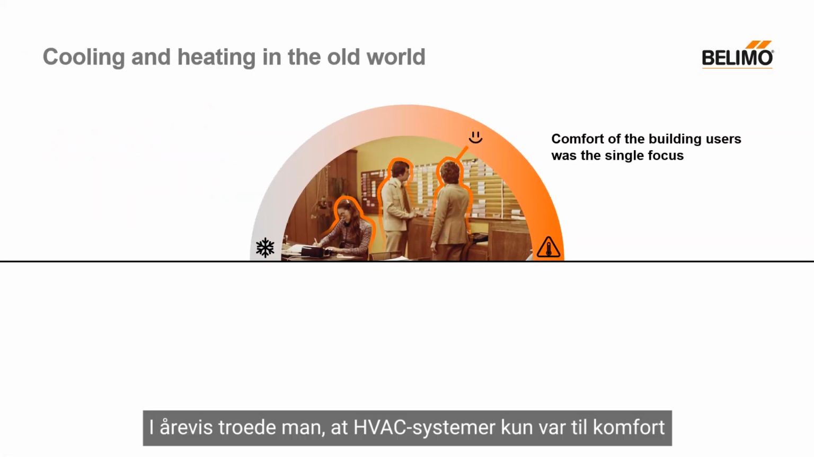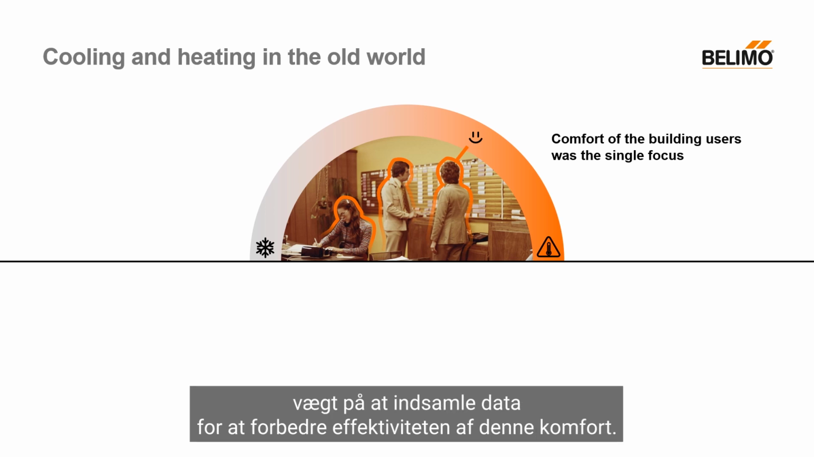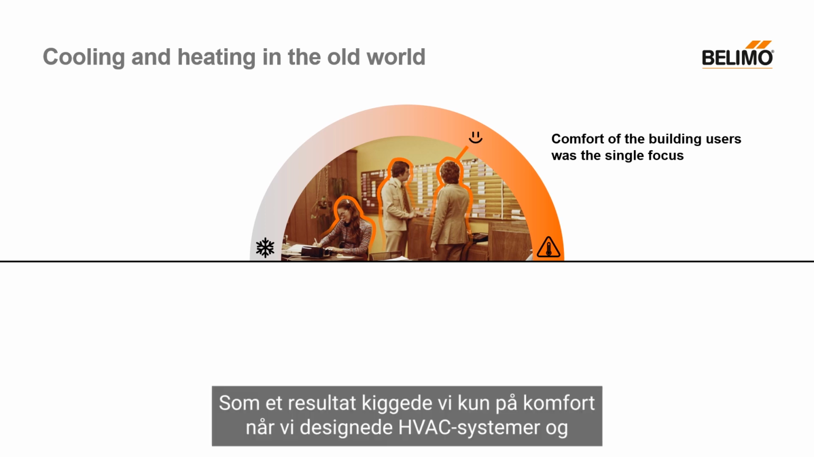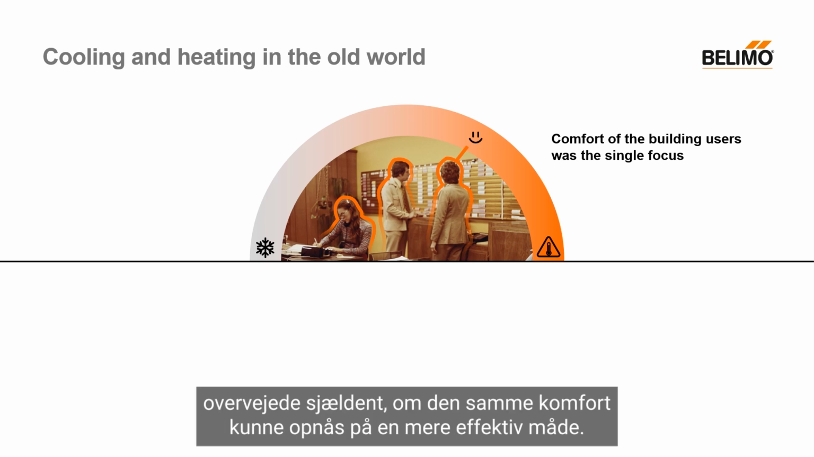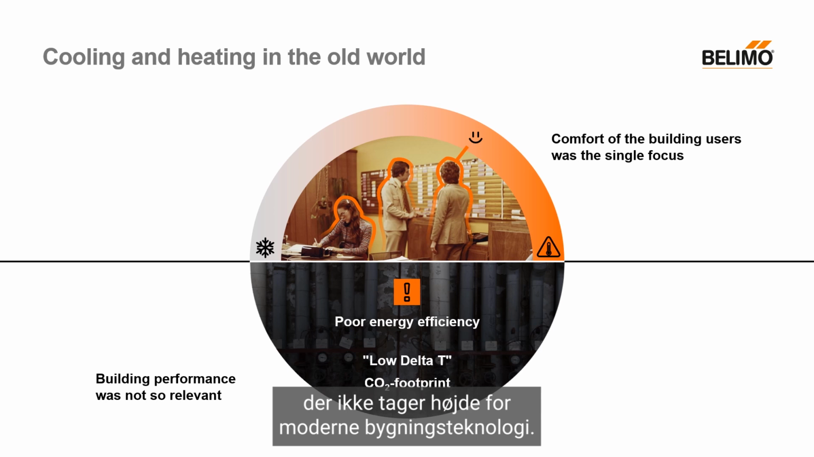For years, people thought that HVAC systems were for comfort only. While we collected data to account for that comfort, we did not put much emphasis on collecting data to improve the efficiency of that comfort. As a result, we only looked at comfort when designing HVAC systems and rarely considered whether the same comfort could be achieved in a more efficient way. This focus on comfort has resulted in building designs that do not consider modern building technology. Even today we find modern, yet inefficient buildings.